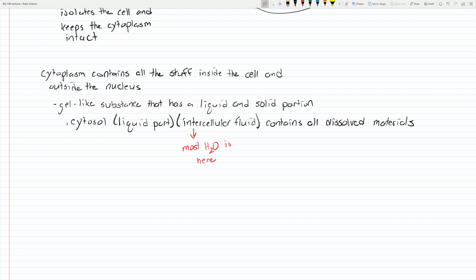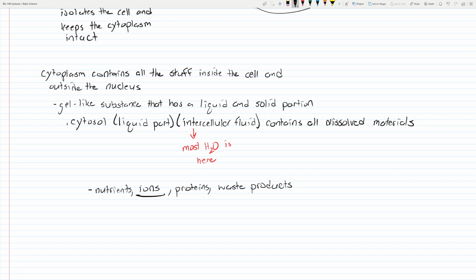Okay, so the dissolved things are basically your nutrients, ions, underline that, proteins, and waste products. Okay, all of that stuff. Now we're going to get specific.